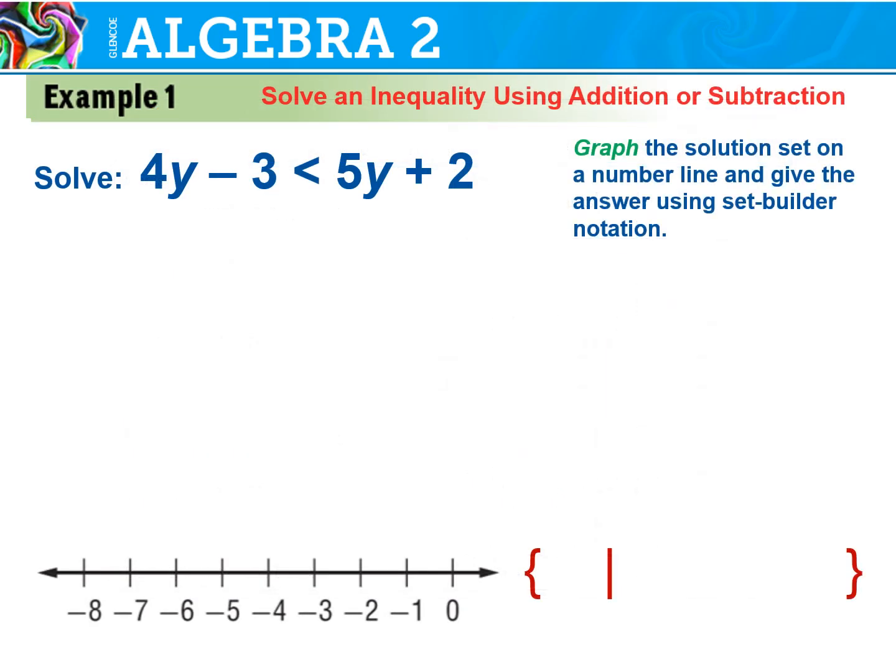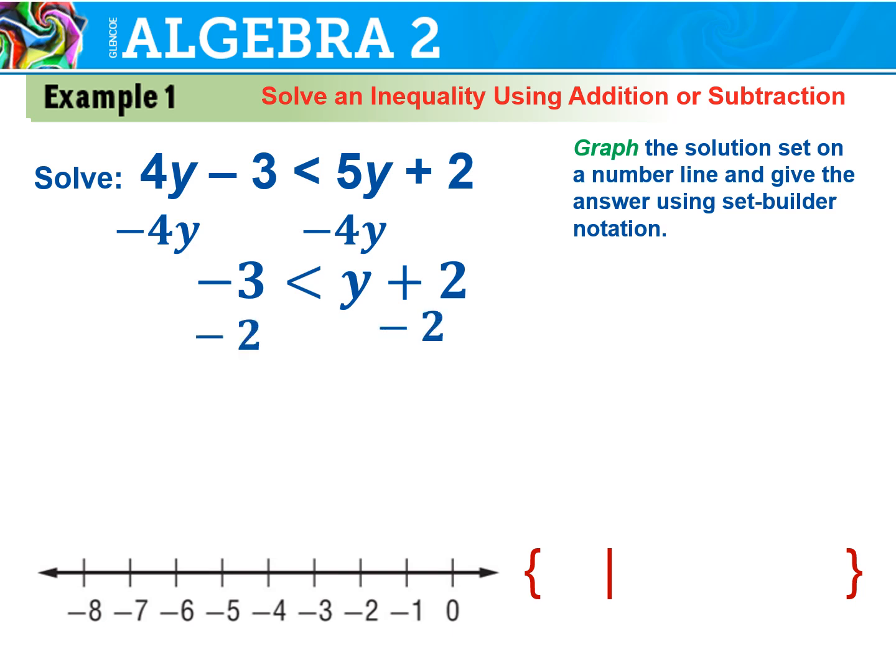Solve an inequality using addition or subtraction, then graph the solution set on a number line and give the answer using set builder notation. So the first step in solving this inequality is to get rid of your 4y. So subtract 4y on both sides. You get -3 is less than y plus 2. Get rid of the 2 by subtracting 2 on both sides. You get -5 is less than y.